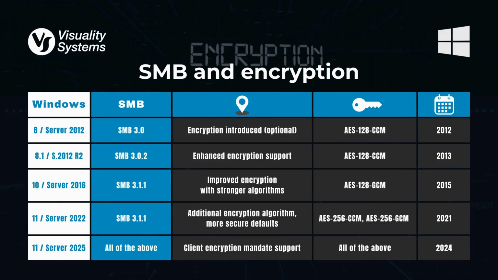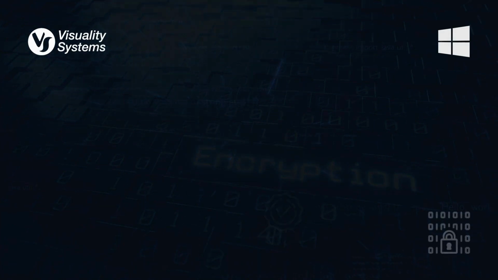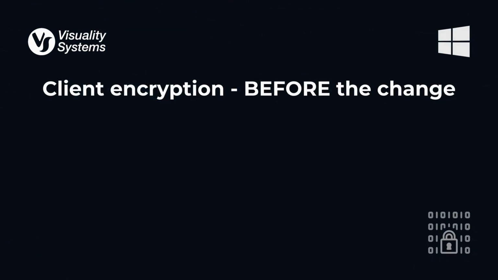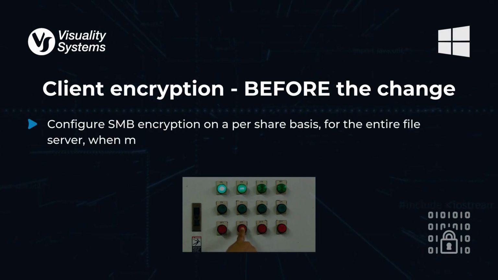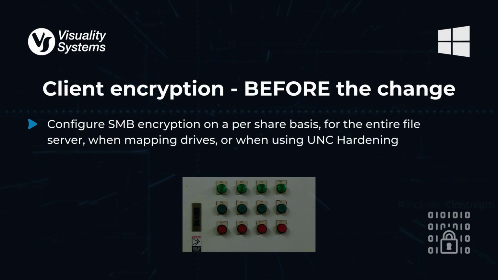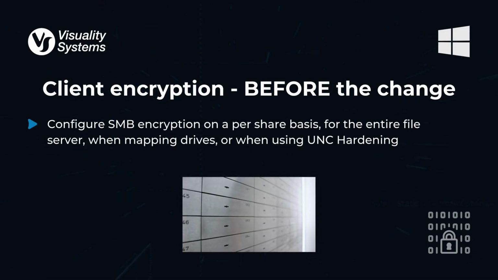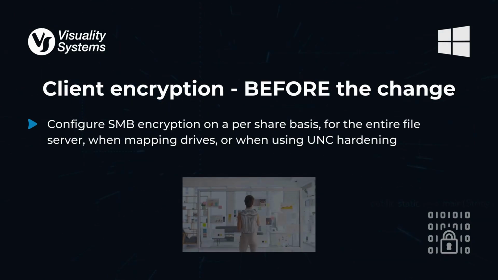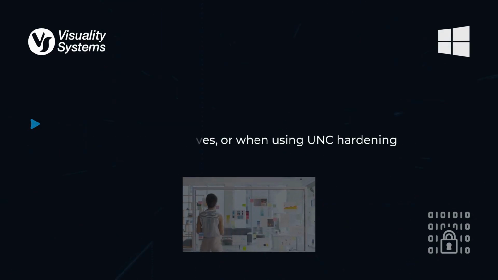Each step in this timeline represents Microsoft's commitment to enhancing data protection and aligning with the latest security standards. Before these changes, SMB encryption had to be configured manually. Administrators could enable encryption on a per-share basis, apply it across the entire file server, or enforce it selectively when mapping drives. Additionally, UNC hardening was used to strengthen access to specific network paths, ensuring a higher level of protection for sensitive resources. However, these configurations required careful planning and were not always consistently applied across environments.